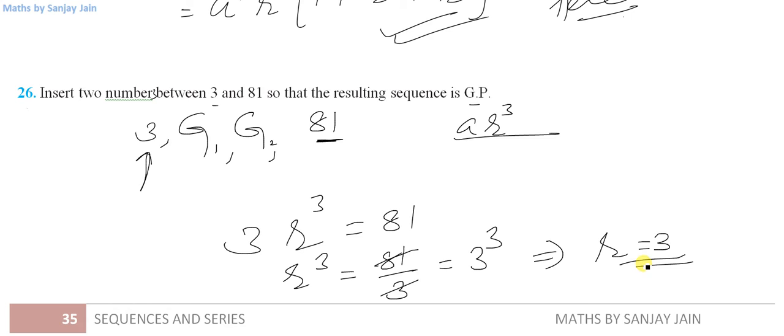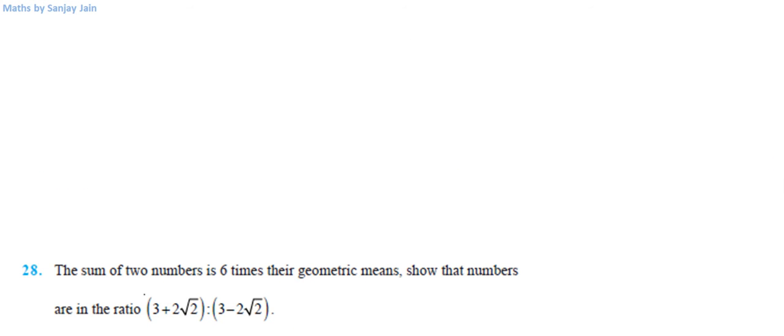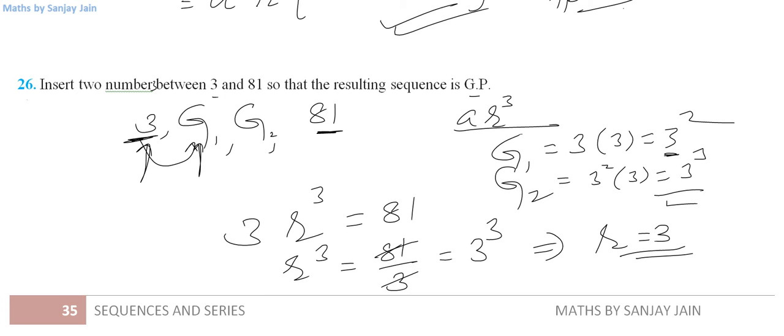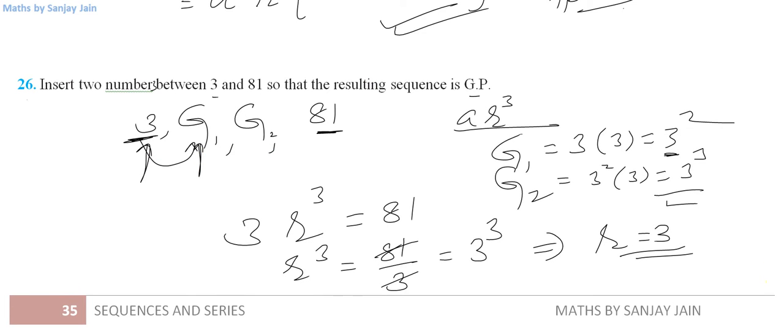Okay. Now if R is equal to 3, what will be G1? I'll have to multiply this 3 with this R to get G1. So G1 is equal to 3 into R, which is 3 squared. What is G2? G2 is 3 squared into 3. That is 3 cubed. So this is the answer. I won't spend any more time on this question. Okay, so you have to write the rest of the things yourself.